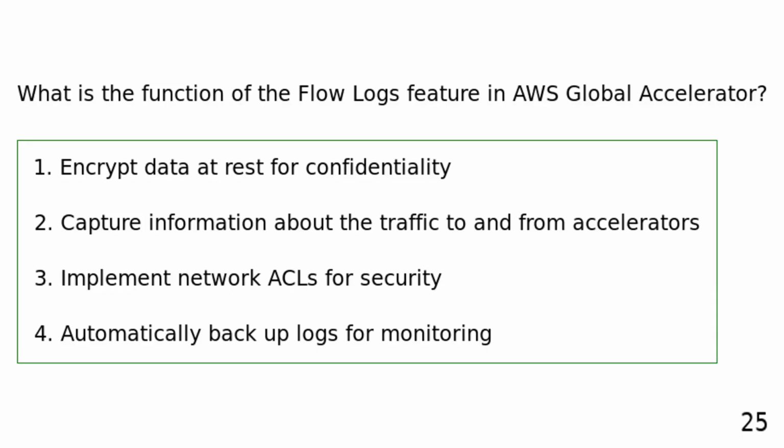What is the function of the flow logs feature in AWS Global Accelerator? Encrypt data at rest for confidentiality. Capture information about the traffic to and from accelerators. Implement network ACLs for security. Automatically backup logs for monitoring.